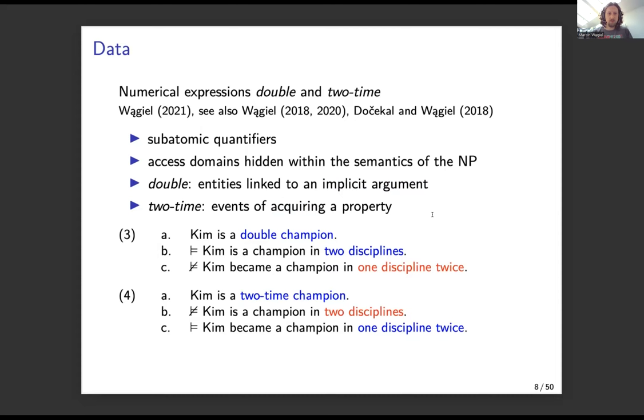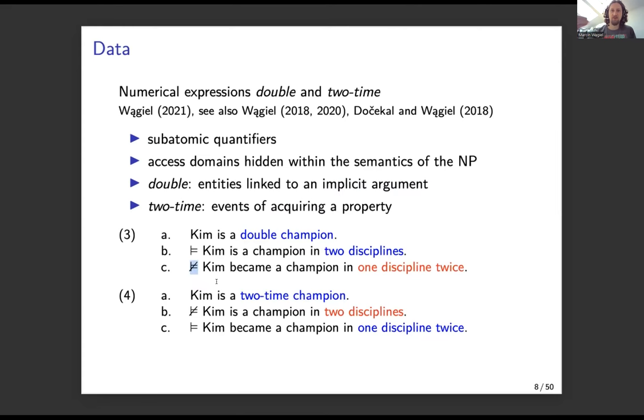To illustrate, let's have a look at 3A: Kim is a double champion. It follows that Kim is a champion in two disciplines, right? Discipline being this implicit argument, because being a champion implies being a champion in a particular discipline. However, from 3A, it does not follow that Kim became a champion in one discipline twice, where here we would have this event of acquiring a champion property.